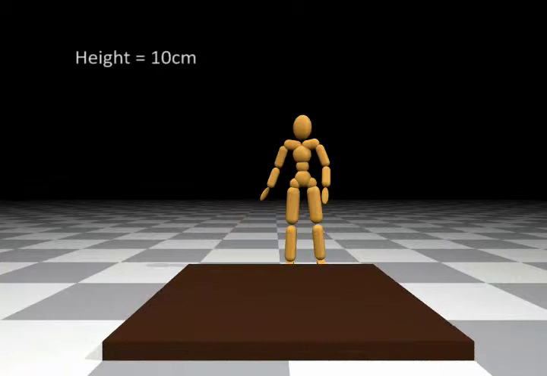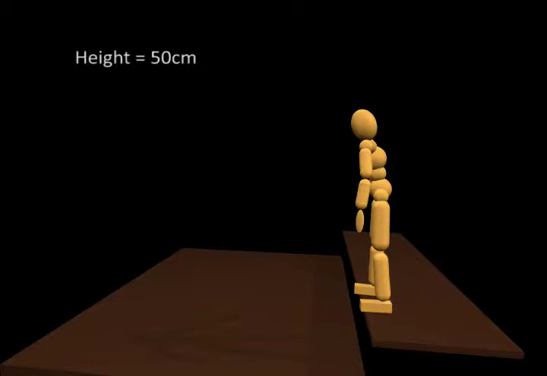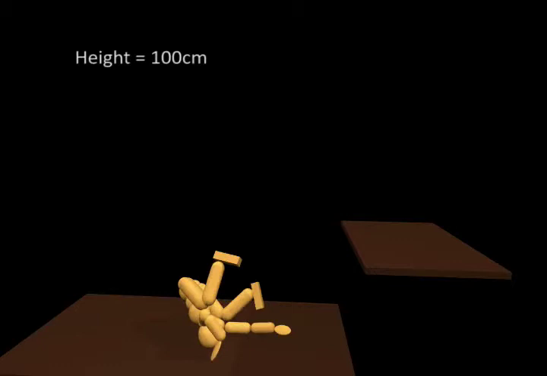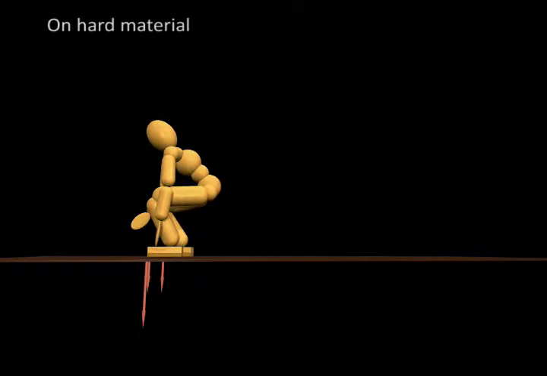Our method is able to generate interesting motion transformations thanks to its robustness. Here, a forward roll on flat ground is transformed to a forward roll on steps and ramps. It can also be transformed to a dive and roll for significant high drops. Dynamic parameters, such as the stiffness of the ground, can be altered to generate rolling on hard or soft materials.